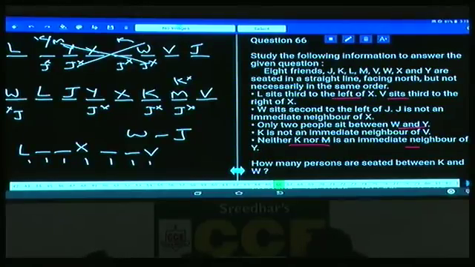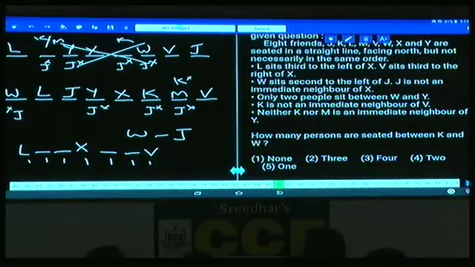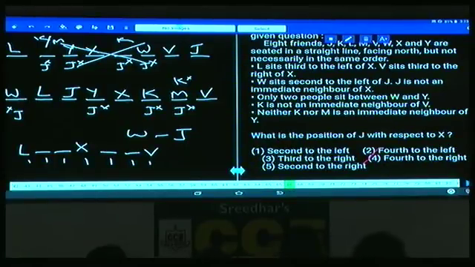Then, question number 66. How many persons are seated in between K and W? Now here, how many are there in between K and W? There are 4 persons in between K and W. That is choice 3. Choice 3.